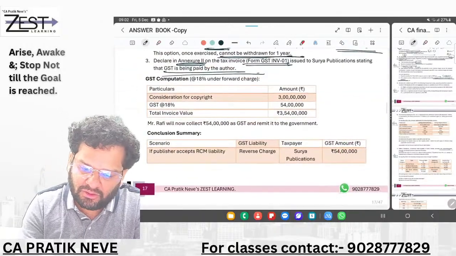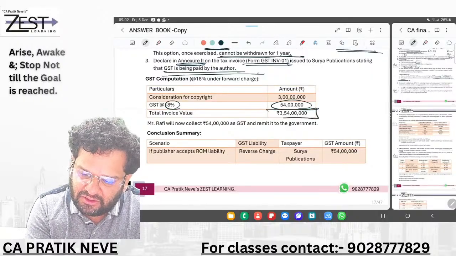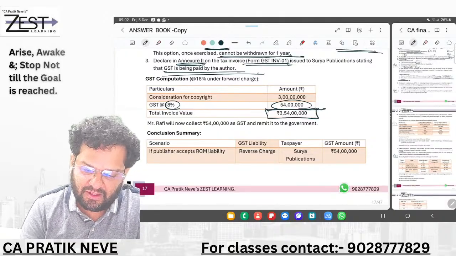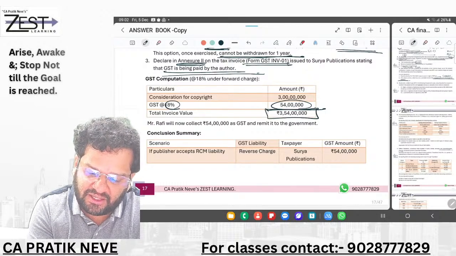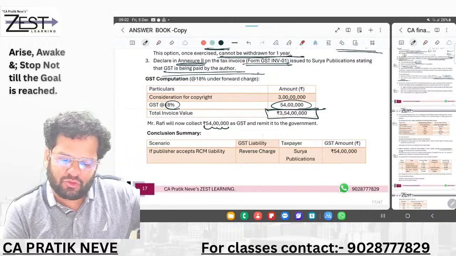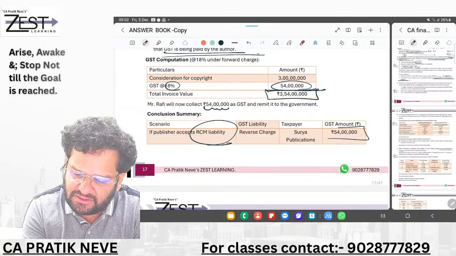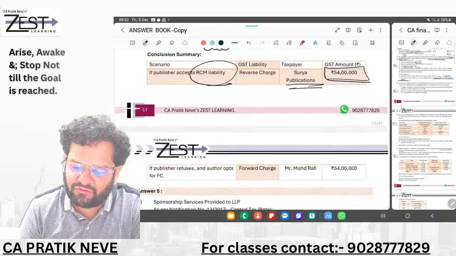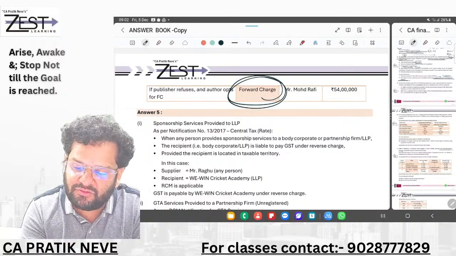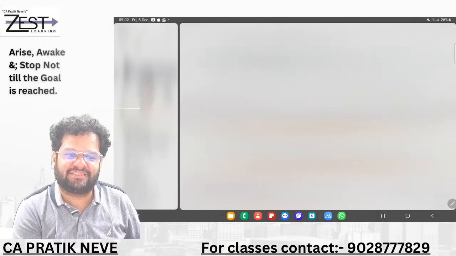So on 3 crore, the GST will be 54 lakhs, that is at 18%. So the total invoice value will be 3 crore 54 lakhs. Now if it is FCM, he will collect 54 lakhs from the publisher and pay it to the government. If the publisher accepts on RCM basis, the publisher himself will pay 54 lakhs to the government. But if the publisher doesn't accept, then Mohammad Rafi will have to pay 54 lakhs on FCM basis. Make sense?